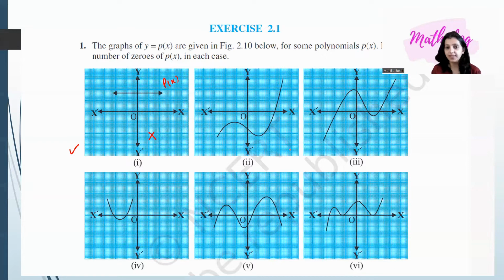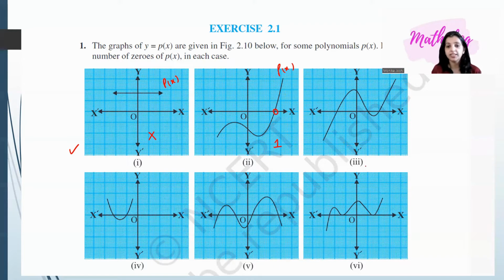So now let's move to the second part. We can see here this is the polynomial, and this polynomial intersects the x-axis at only one point. This is also an intersection point, but it is on the y-axis, so we will not consider it. So the number of zeros is 1 only.